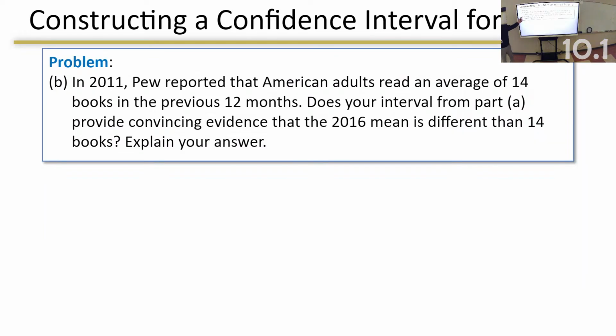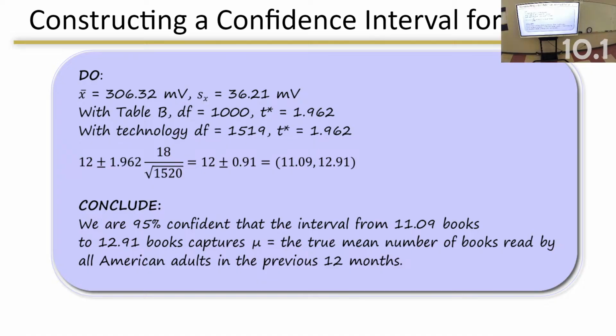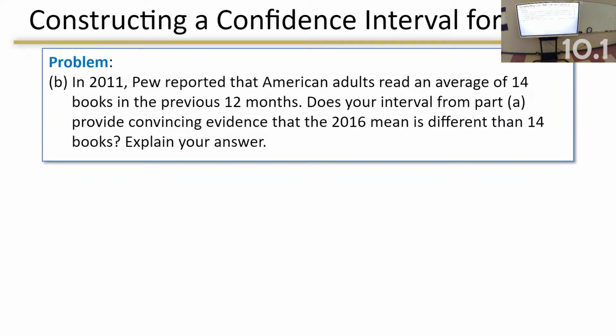Here's a little quick question on top of this. In 2011, Pew reported that the American adults read 14. Can we believe that 14? No, because it's not in the interval, and that's all you got to say. No, I do not think that 14 is a plausible value. It is not in my interval. I do not think that 14 is correct.